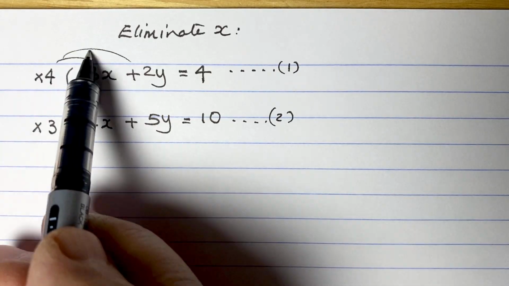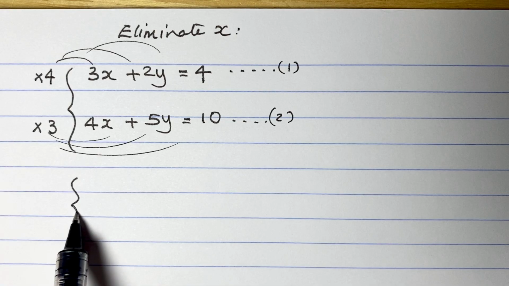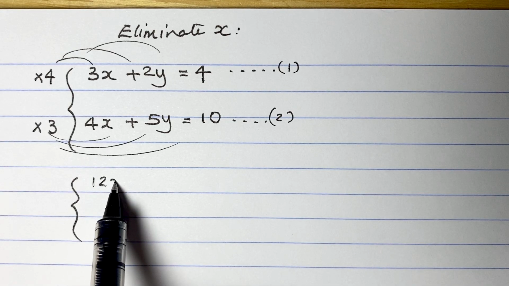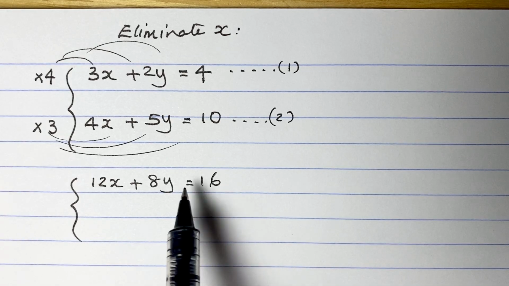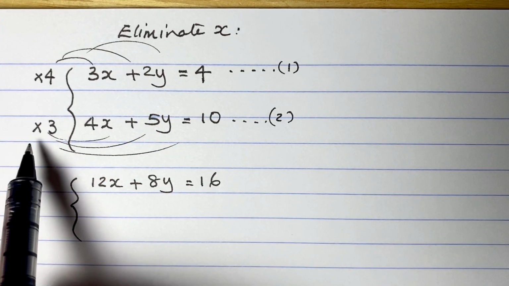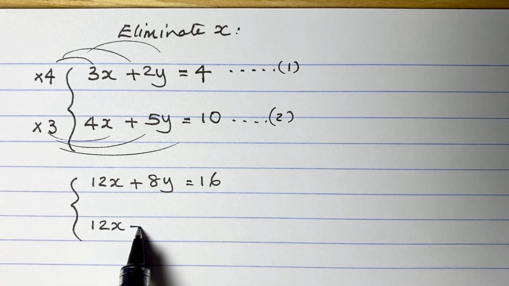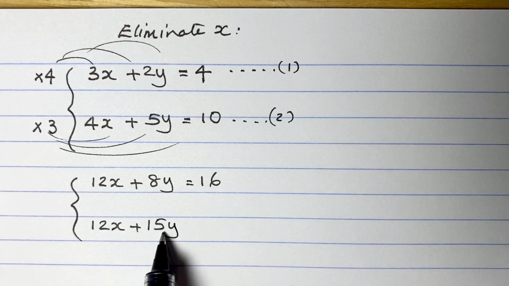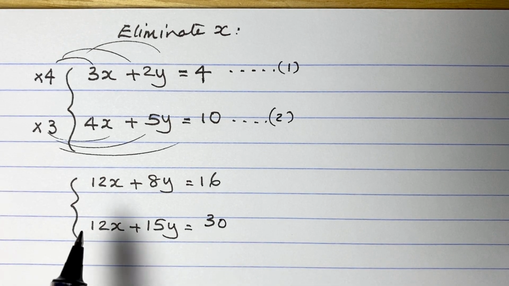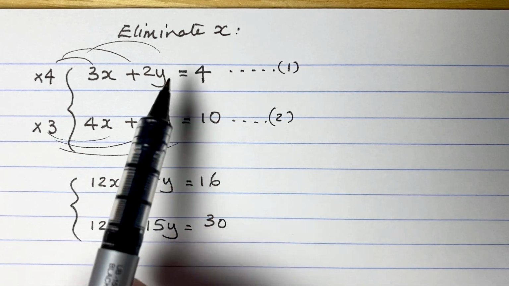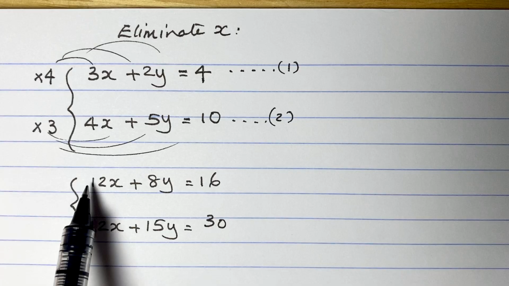And then I multiply through. So I will have 12x plus 8y equals 16. Times, times, times. 3 times 4, 12x. 3 times plus 5y is plus 15y equals 30. You can see now the letter I wanted to eliminate, x, has now got the same value, 12, 12.